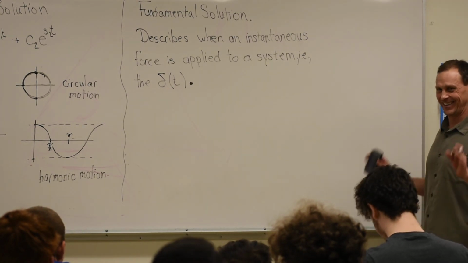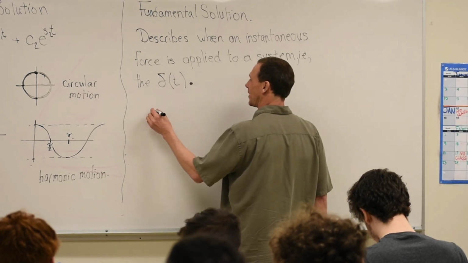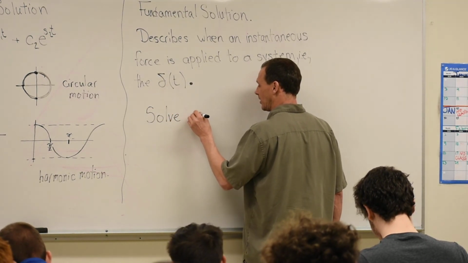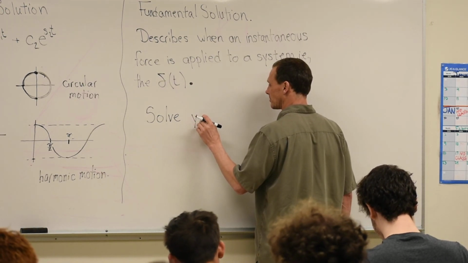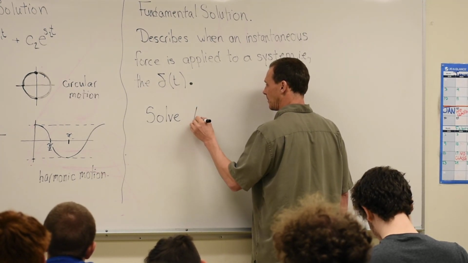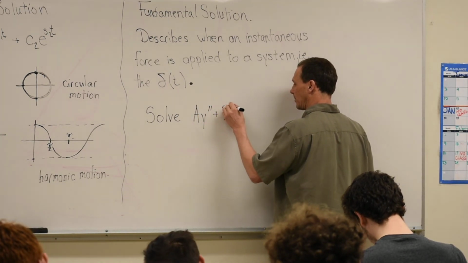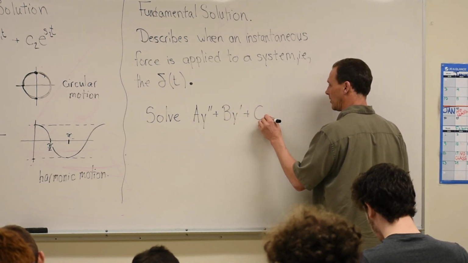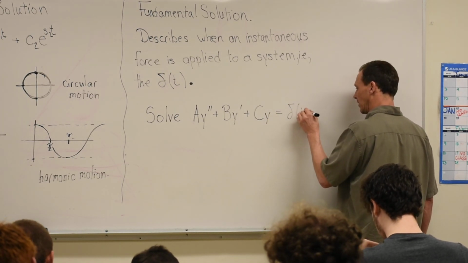Sorry, I just had a moment of redirection. Let's do this. I should tell you what we're up to, not what the solution is. Solve a y double prime plus b y prime plus c y equals delta of t.